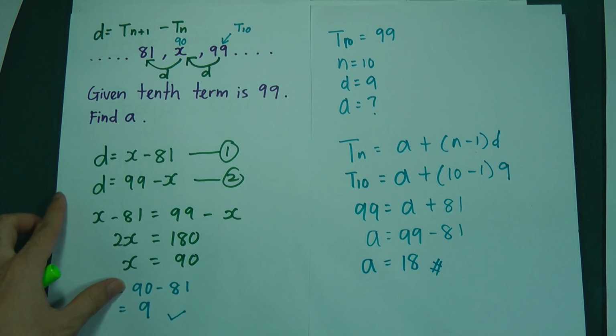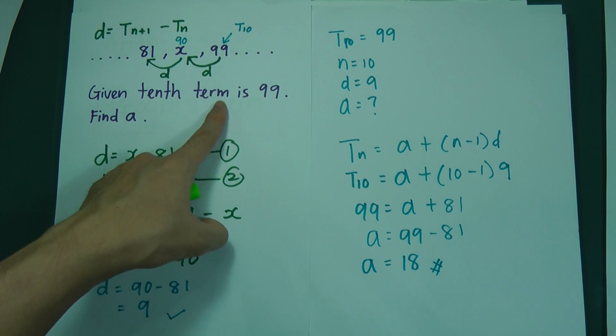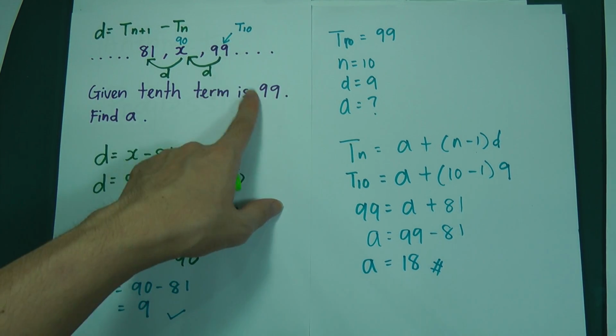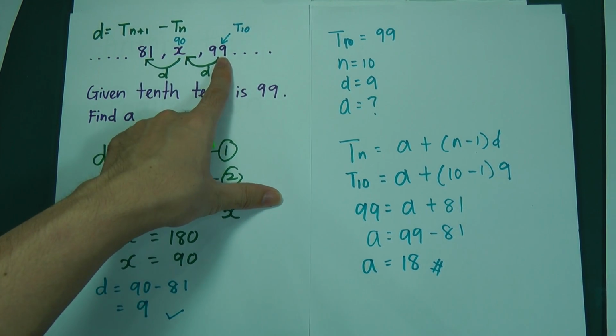So, very important, when he tells you the 10th term is 99, you must be able to straight away get it. This means T10 is 99.